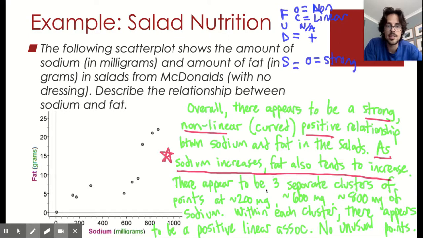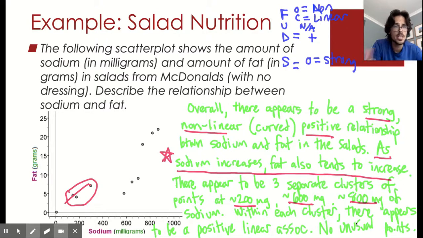This data set happened to have clusters. So if this was the last scatter plot, I wouldn't really have to do this part right here. But since there were clusters, what I did is I addressed roughly where each one was located. And then I also talked about the pattern that we addressed above within each little cluster right here. Inside the clusters, there was a positive linear association. So I talk about that as well. And then I tossed in at the end, I probably should have said there don't appear to be any, but there are no unusual points that I can see in this scatter plot.